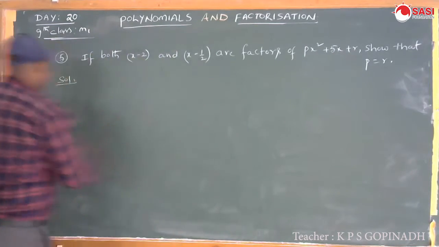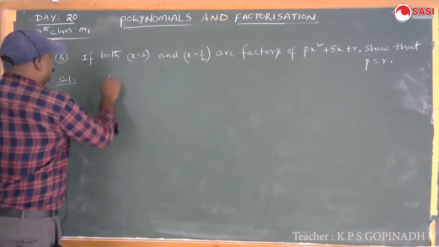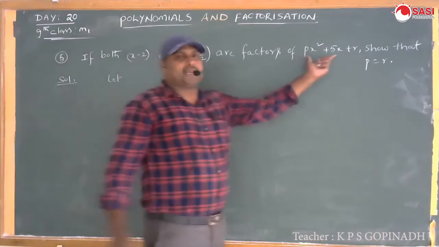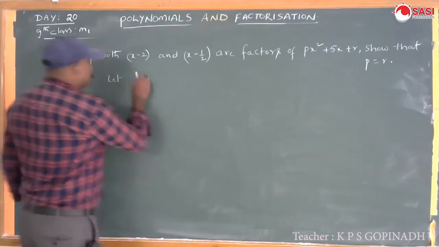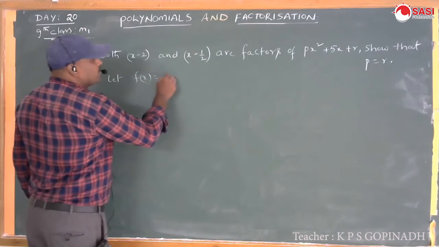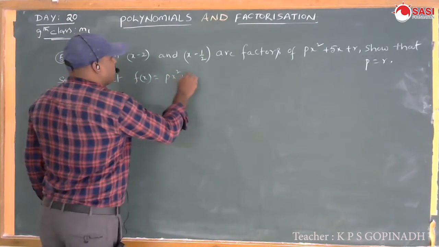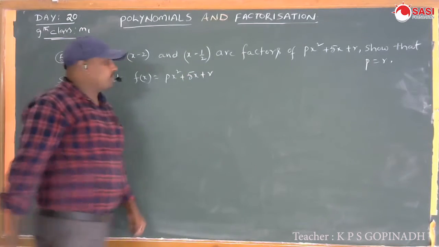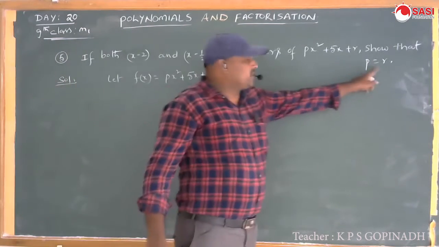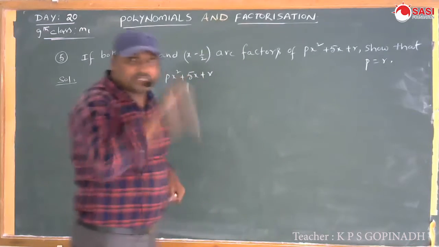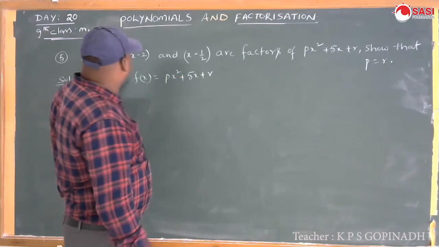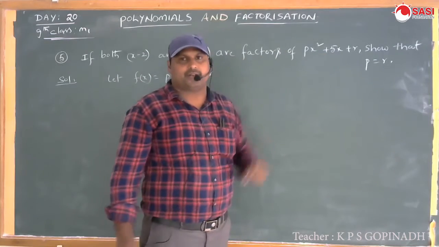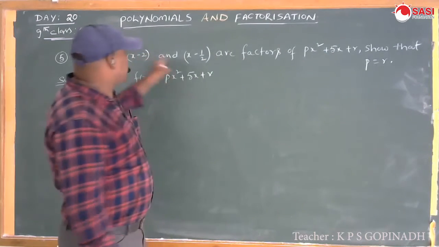So now, let f of x, the given polynomial, be f of x equal to px square plus 5x plus r. Now here we have to show that p is equal to r. What is given here? Both x minus 2 and x minus 1 by 2 are factors of it, already given as the condition.